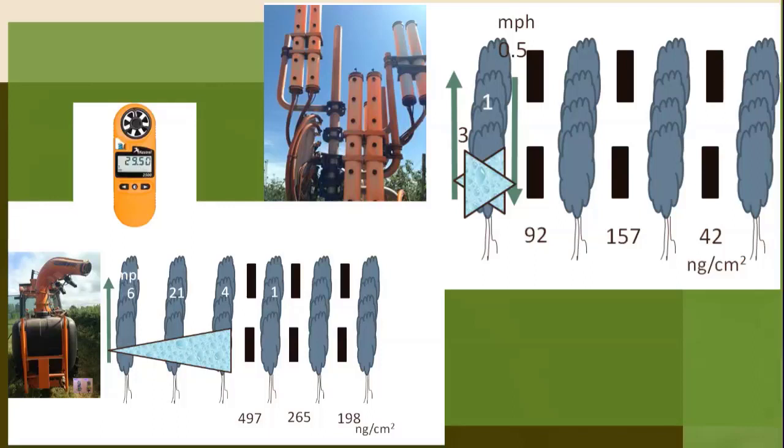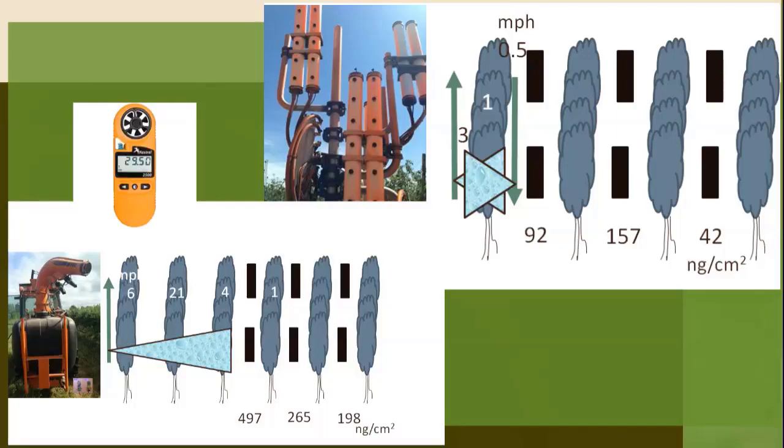But you can see as it drives up the row, the air speed is 6 miles per hour in the first row, 21 miles per hour in the second row, and 4 miles per hour in the third row. The deposition on the ground in the mid-row past the intended spray rows is significantly higher than the other sprayer. So again, wherever air goes, droplets go. We need to get this air volume and direction correct.